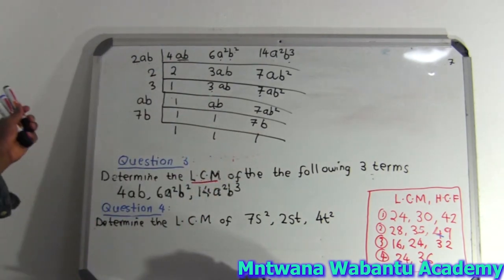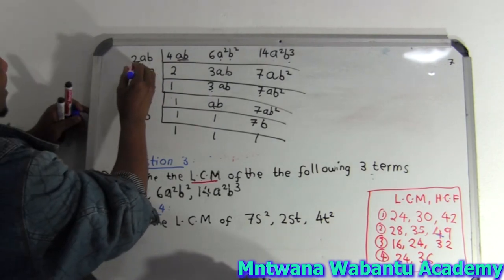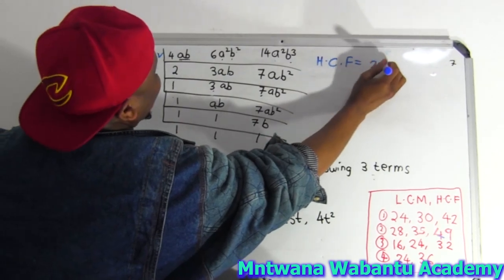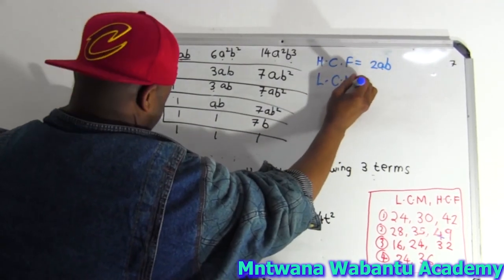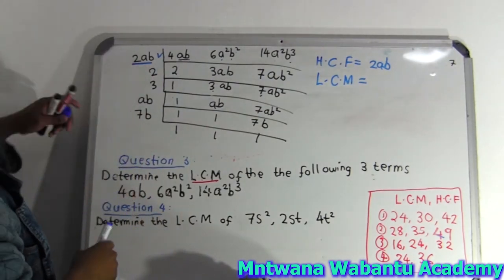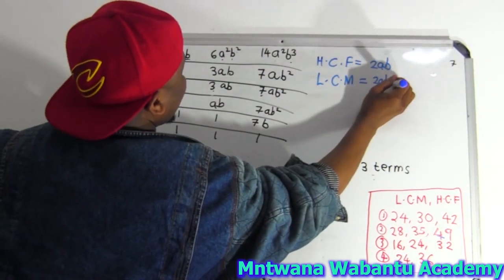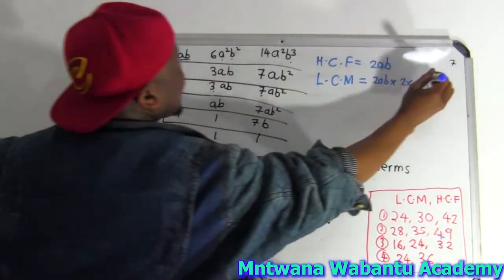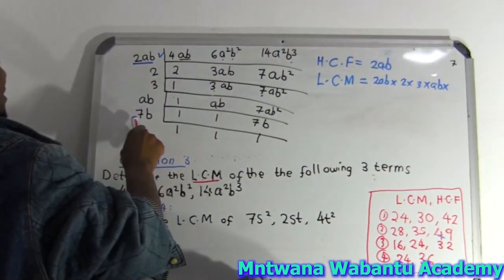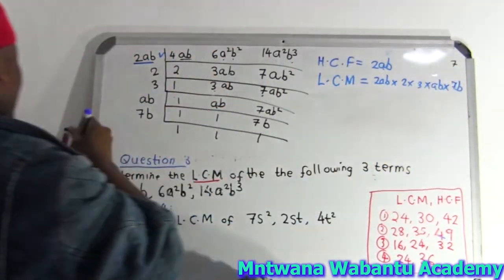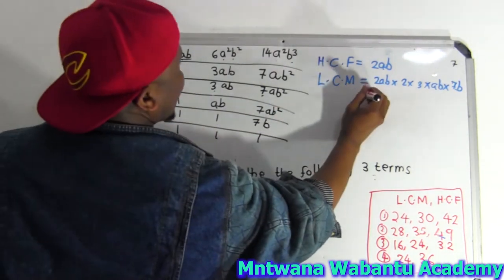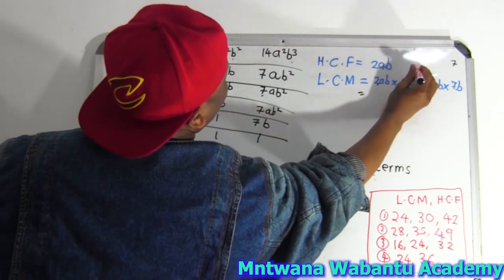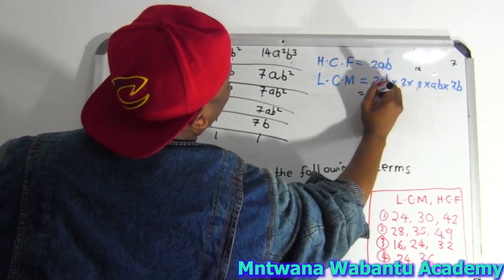So which number divides the whole group? This guy here divides the whole group. So the highest common factor equals 2ab, and the lowest common multiple equals all of this, which is 2ab times 2 times 3 times ab times 7b. Now let's put them together. 2 times 2 is 4, 4 times 3 equals 12, 12 times 7 equals 84.